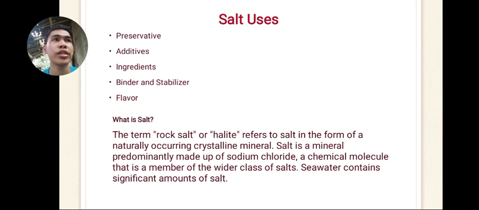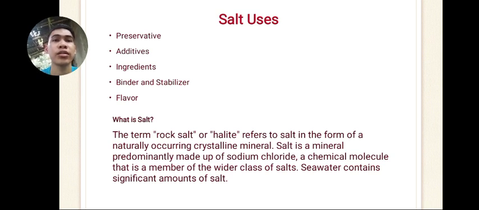As additives, it is used to add to a recipe. It is added to prolong shelf life. As ingredients, you see salt in cooking. The chef or the one who cooks will add salt to flavor, salt to taste.